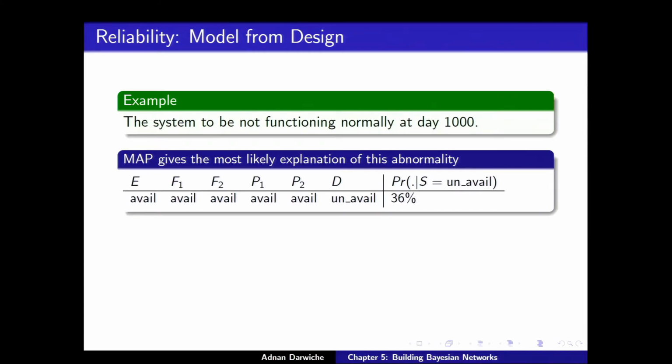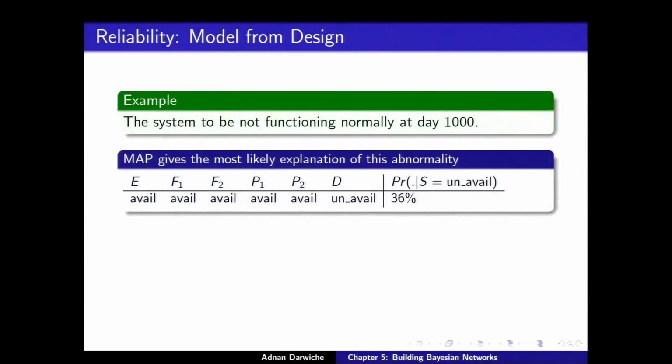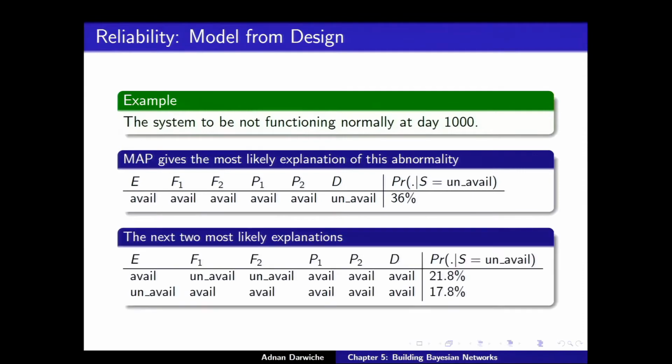So it's basically blaming the hard drive in this particular case. If you use the map tool in Samaya, for example, it will actually give you more, not just the top instantiation. It may give you the other ones as well. And here you see an example of some of the further explanations that are coming up with lower probability. All right, so once you've got this model, you can do quite a lot of things.